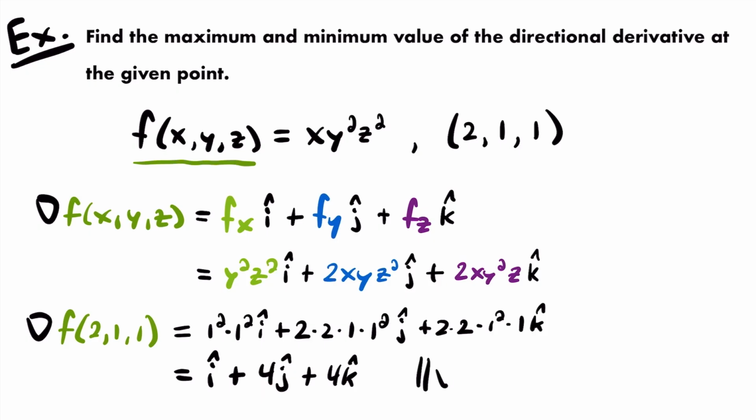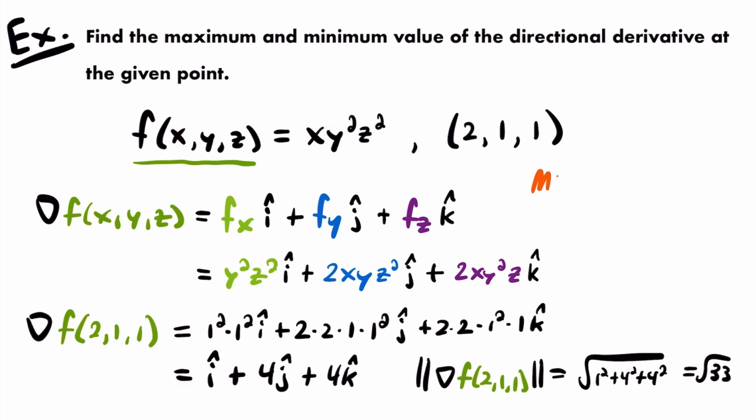The magnitude of the gradient of f of 2, 1, 1 will be equal to the square root of the sum of the components squared. So we'll have 1 squared plus 4 squared plus 4 squared. 4 squared is 16, plus another 4 squared will give you 16 plus 16, which is 32, plus 1 squared, which is just 1. So you'll get 1 plus 32, which is 33, giving you the square root of 33. So the max value of the directional derivative will be the positive square root of 33, and the minimum value of the directional derivative will be the negative square root of 33.